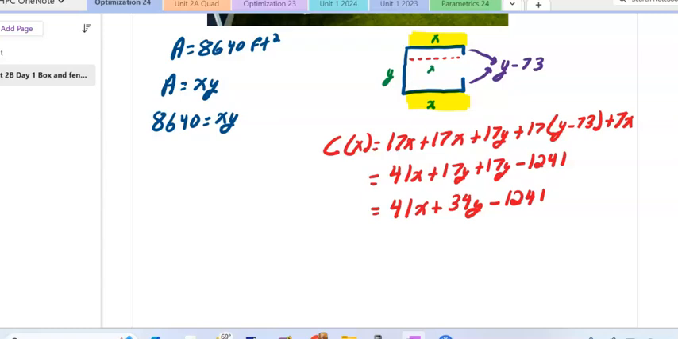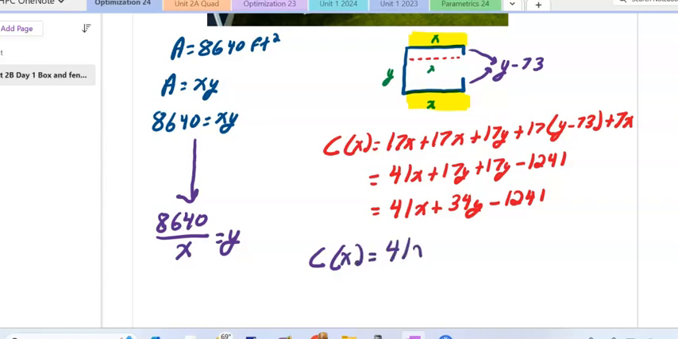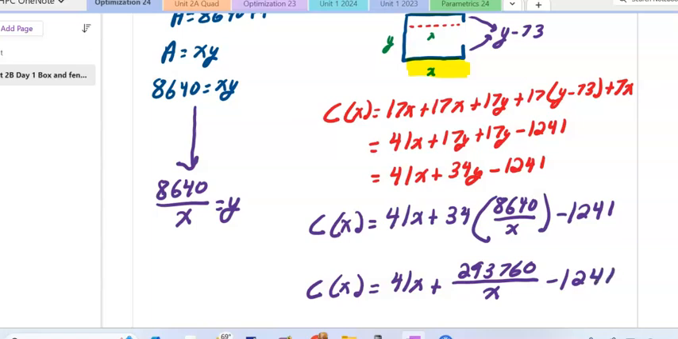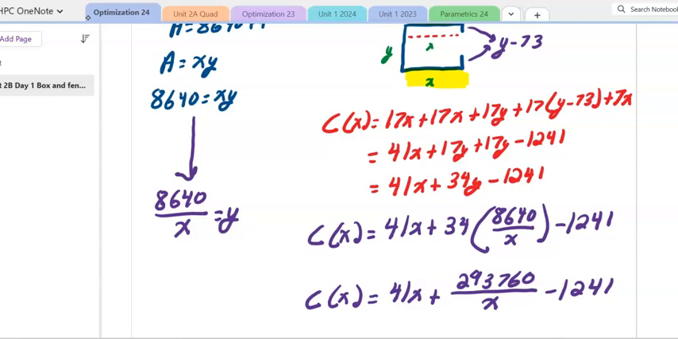But our cost function right now has two variables. It has x and y. So we can go back to the area equation and solve for y. So 8640 divided by x is equal to y. So then I can substitute for my final cost function: 41x plus 34 times 8640 over x minus 1241. And we can simplify that to 41x plus 293760 over x minus 1241. So I'm going to go to the graphing calculators and type in the function.